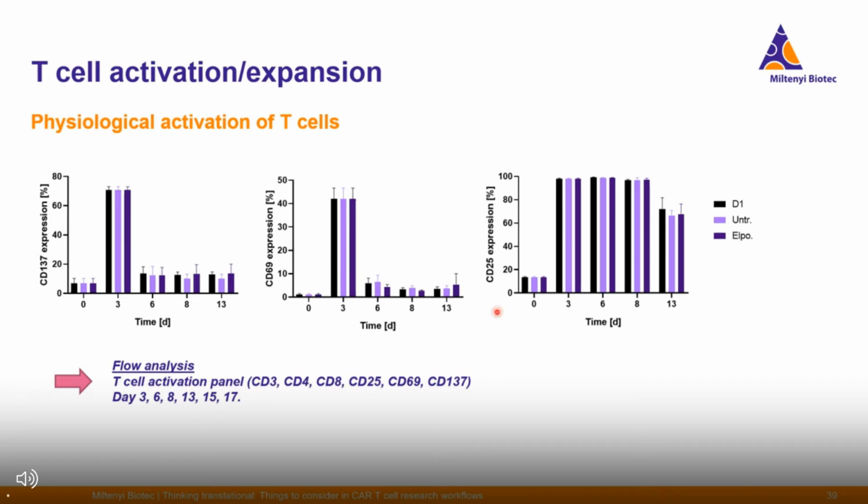For the other marker, CD25, the alpha chain of the IL-2 receptor, this is upregulated a bit later usually than CD69 and CD137, but it's also detectable on day 1. The data are not shown here, but what is shown here is that the CD25 expression remains high out to day 8 to 9, and then starts to go down after day 8.